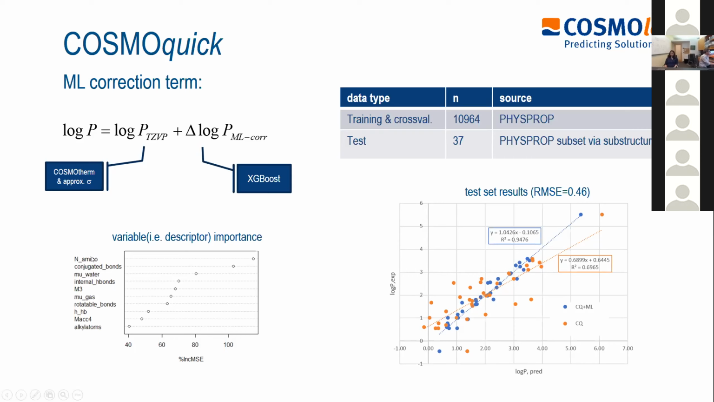Here are some of the descriptors we use for the machine learning correction, the most dominant being the number of amino groups in the molecule. Then we have also the number of conjugated bonds. This is the chemical potential of water as computed by Cosmotherm. And we have also internal hydrogen bonds. This is the sigma moment, the third one, which is derived from the sigma profile. We have the chemical potential in the gas phase, rotatable bonds. This is the hydrogen bonding enthalpy. Again, a sigma moment from the sigma profile, and the number of alkyl atoms.